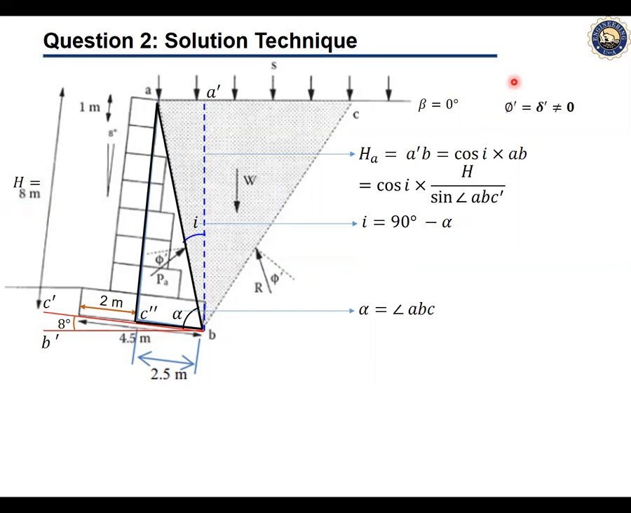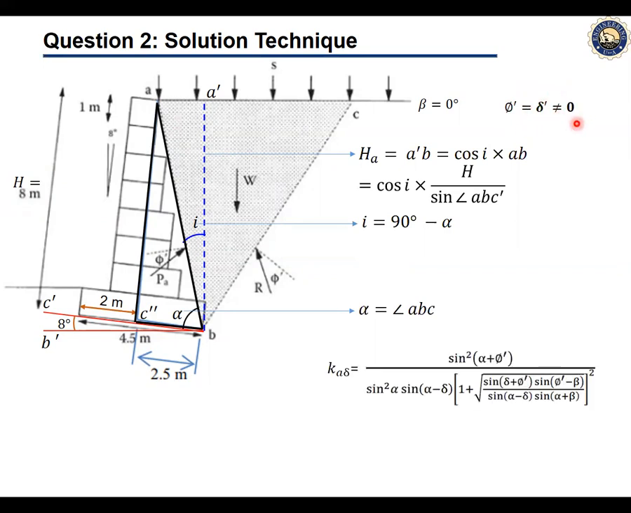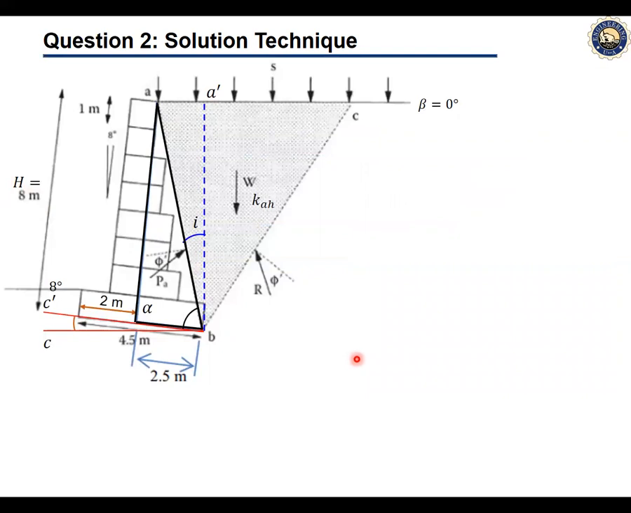Now, also, we know that the phi angle equals the delta prime, which is not equal to 0. Now we can use the formula Ka delta to find the active earth pressure coefficient along the wall. Now, we need to find this value of PA, which is oriented at an angle of phi prime, which equals the delta prime, and has a vertical component PAV and a horizontal component PAH.